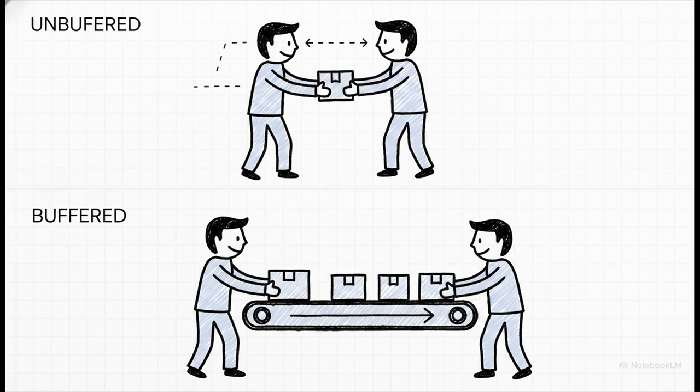To make sense of the different types of channels, just picture a factory conveyor belt. An unbuffered channel is like a direct handoff. The sender has to wait for the receiver to be ready. But a buffered channel is like having a little staging area on the belt, which lets the sender and receiver work a little more independently.